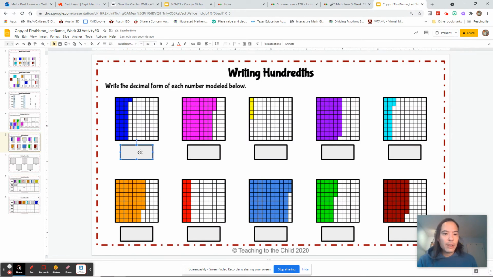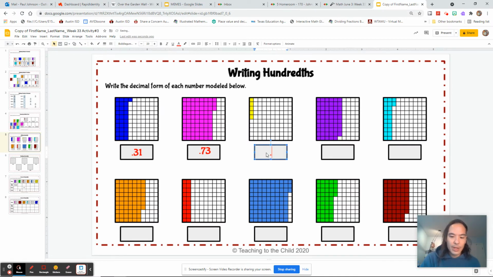On this one, you just write it. So we have 1, 2, 3 tenths and 1 hundredth. So that's 31 hundredths. On this one, we have 1, 2, 3, 4, 5, 6, 7 tenths and 3 hundredths. So that's going to be 73 hundredths. All right, so you're just writing what you're looking at. 1, 2, 3, 4, 5 hundredths. Remember, if it has no tenths, you have a 0 in the tenths place.